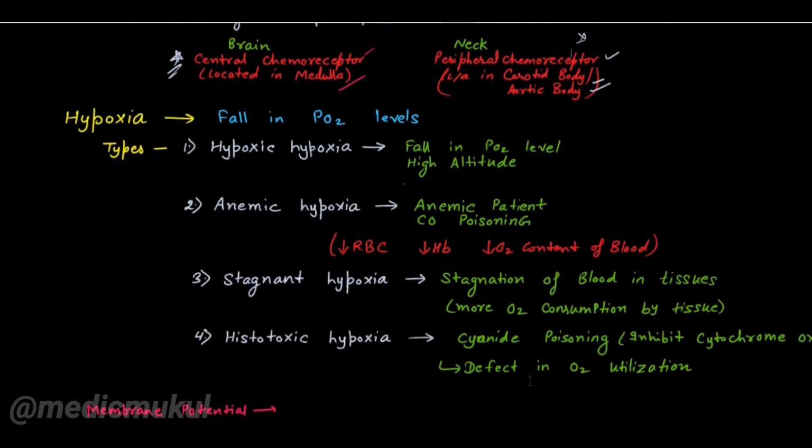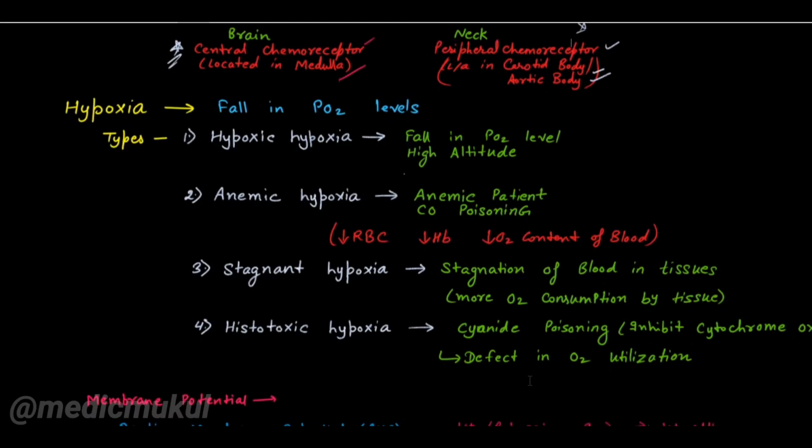Next is hypoxia. We already discussed this question in an Instagram post. Hypoxia is a fall in the partial pressure of oxygen levels. There is hypoxic hypoxia, anemic hypoxia, stagnant, and histotoxic. A fall in partial pressure of oxygen at high altitude is hypoxic hypoxia. Anemic patient, carbon monoxide poisoning: anemic hypoxia. Decreased RBC, decreased hemoglobin, decreased oxygen content of the blood.